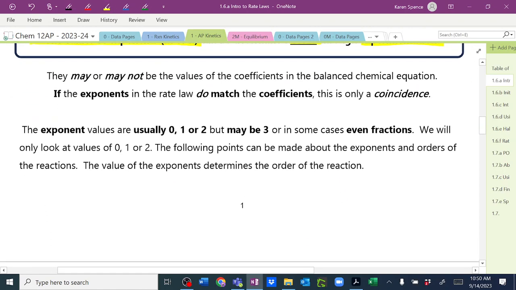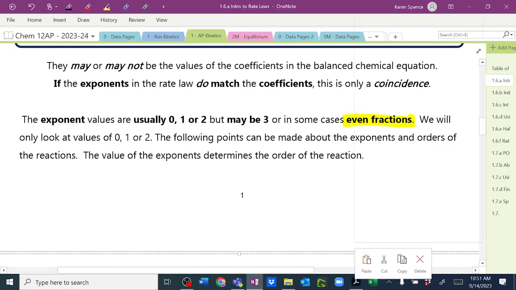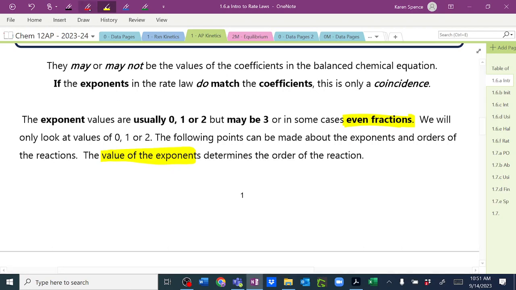It works out because k will have units that cancel everything out, so that rate is equal to change in molarity over change in time, usually. Okay. Exponent values are usually 0, 1, or 2, but they can be 3, and in some cases they can even be fractions. Okay. We're usually going to look at only values of 0, 1, or 2, at least for now. Later on, we might see some fractions. The value of exponents are going to determine what we call the order of the reaction. We'll get to that in just a moment, the order of the reaction.